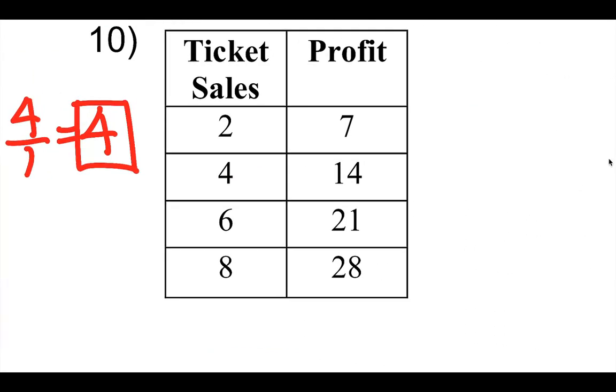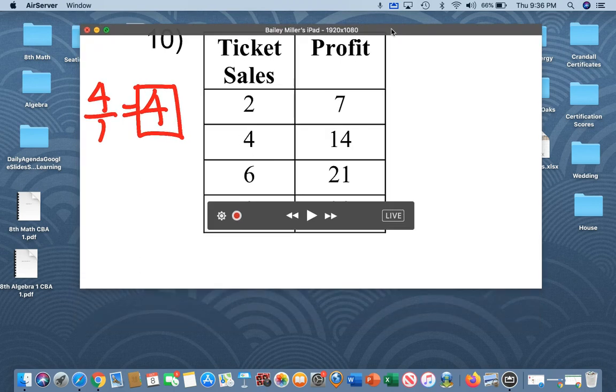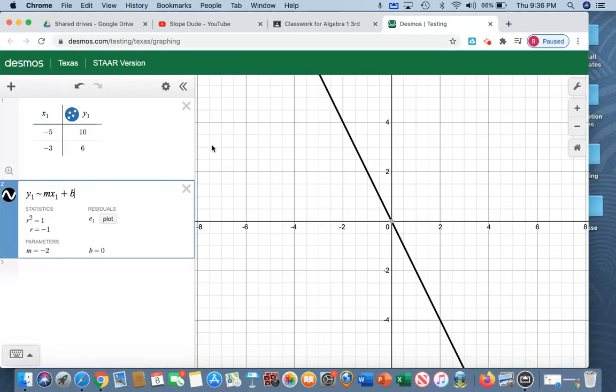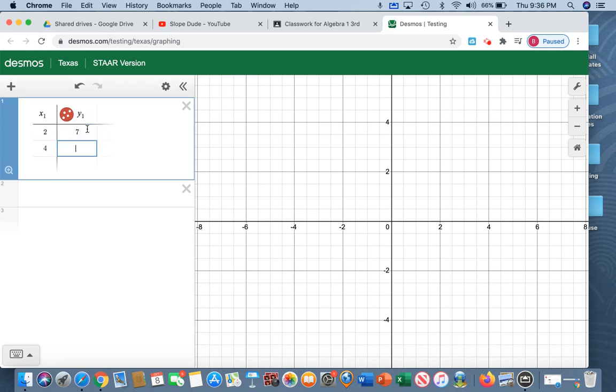Another table, I'm going to take the first 2 points. You could take the last 2. It doesn't matter what points you take. But if I take this 2, I have to take this y to go with it. But it does not matter at all. I'm going to go to my table. 2, 4, 7, 14.